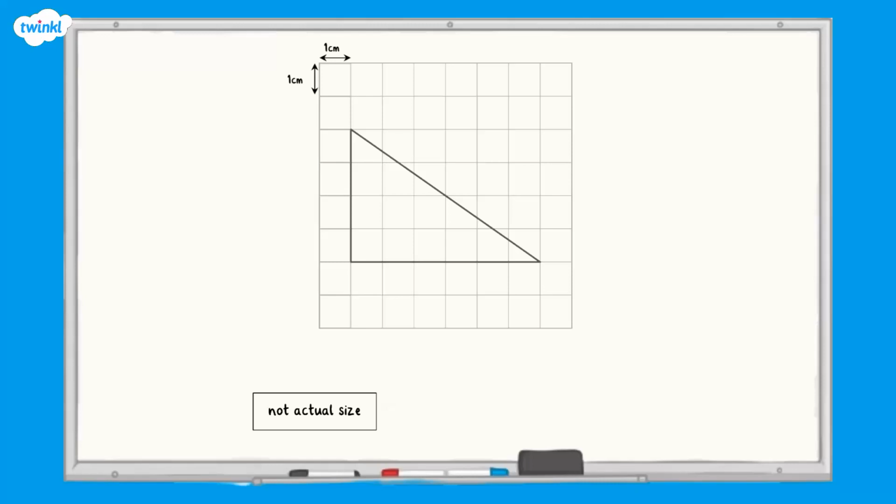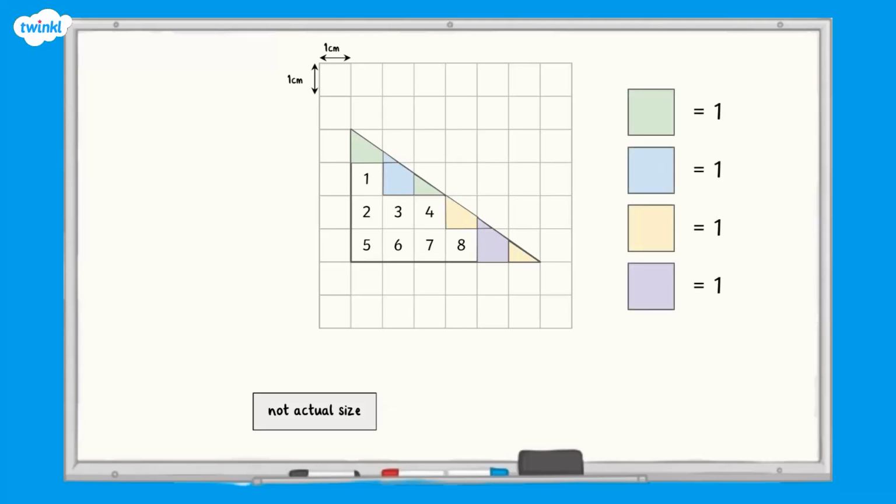For example, in this triangle, we can start by counting the whole squares. We can then group together parts that look as though they might make a whole square. I've used colour coding to show how parts of the squares might come together to make a whole. These parts make approximately 4 squares. Added to the 8 whole squares, this means that the area of this triangle is approximately 12 centimetres squared.